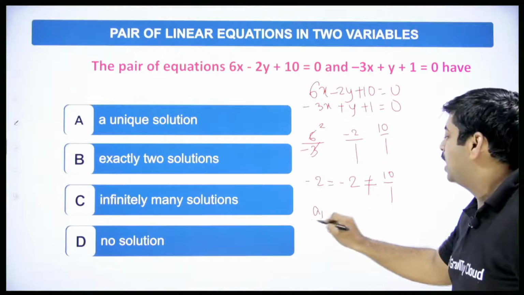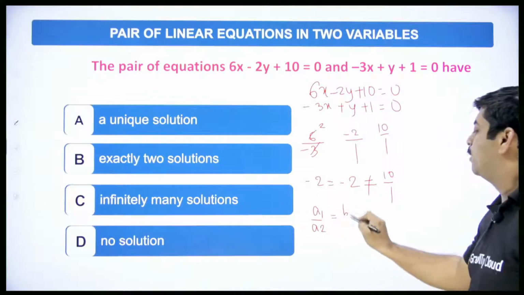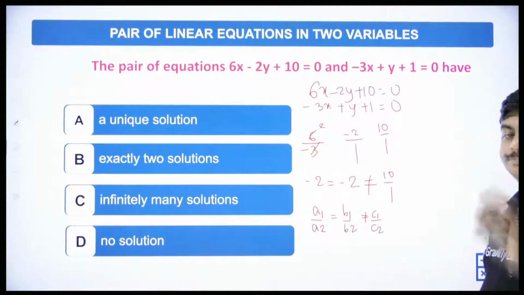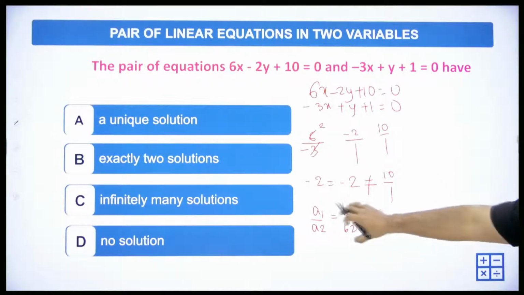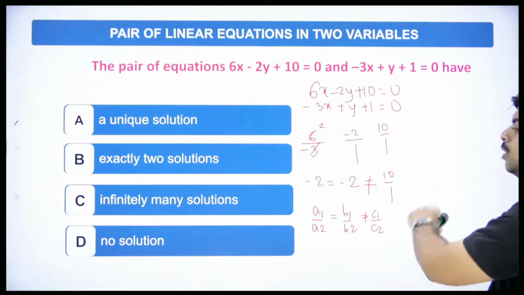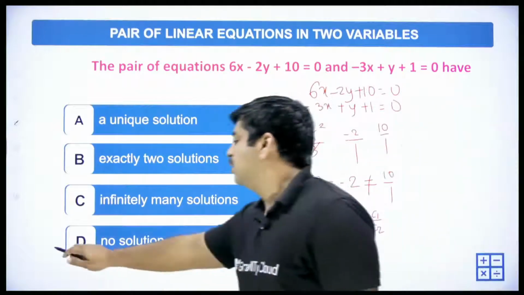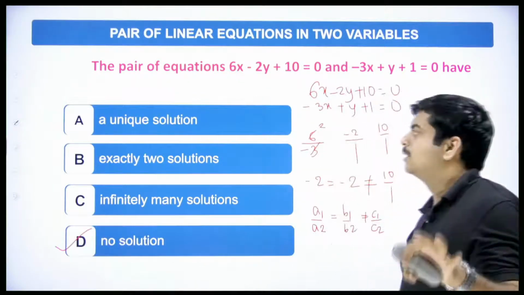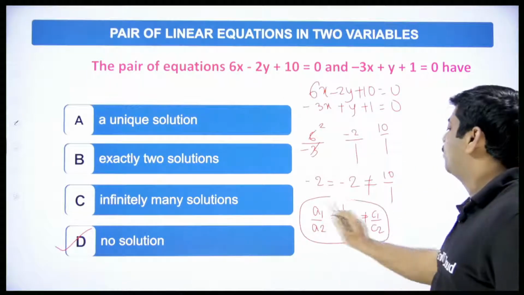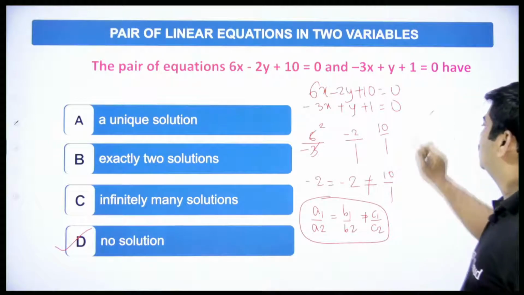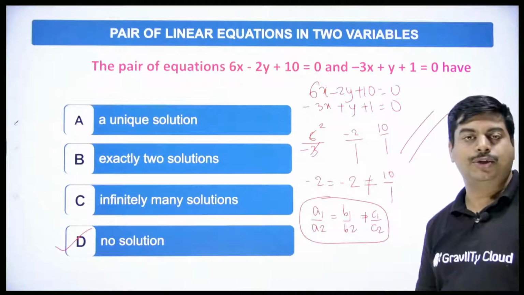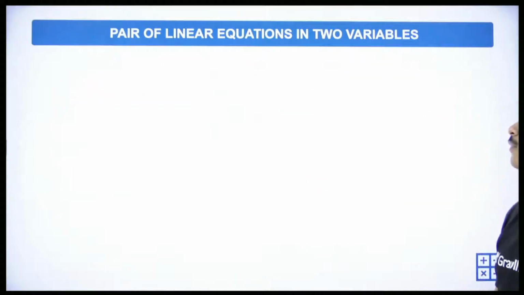So we came to the relation that a1 by a2 is equal to b1 by b2 is not equal to c1 by c2. We discussed that if all the three are equal, we get infinitely many solutions, but as this is not equal, we get no solution. Generally, it's very simple to see like this. These two are parallel lines, and parallel lines will never meet, so we can say that there is no solution. Okay, so moving forward to the next question.